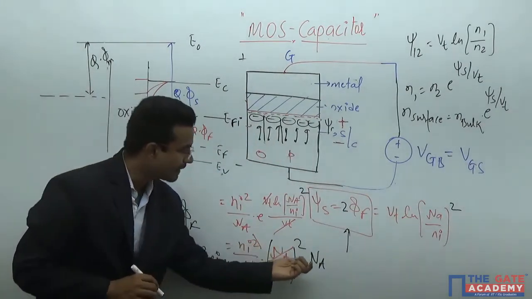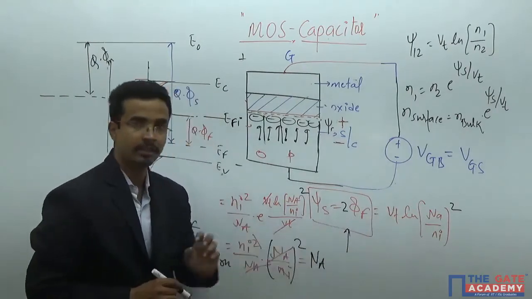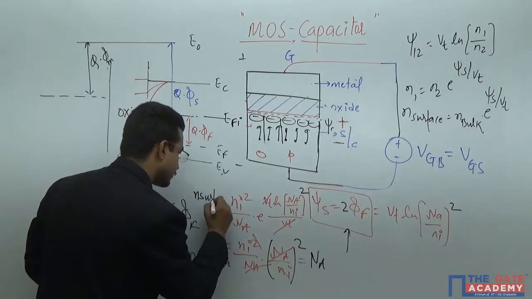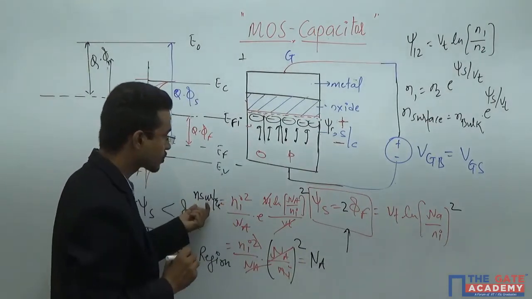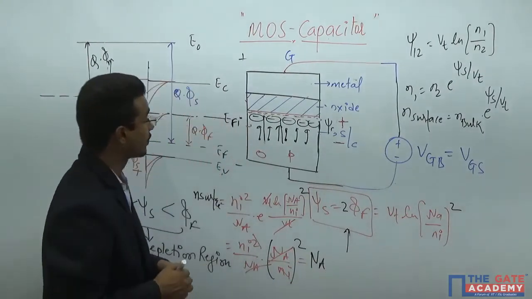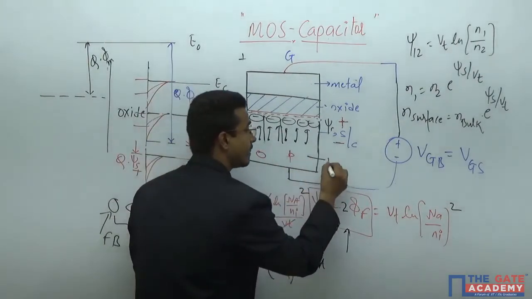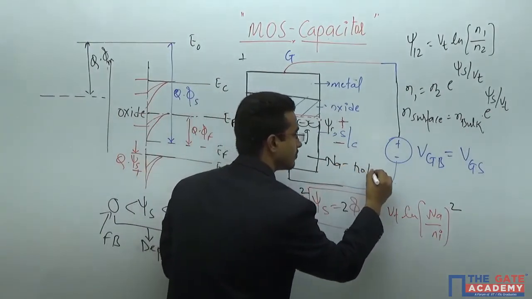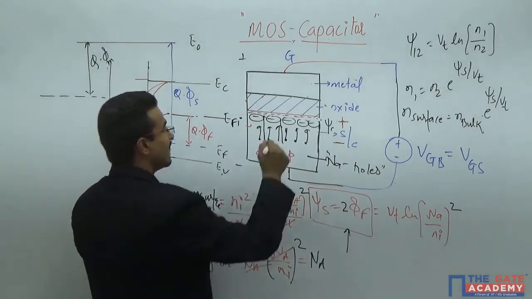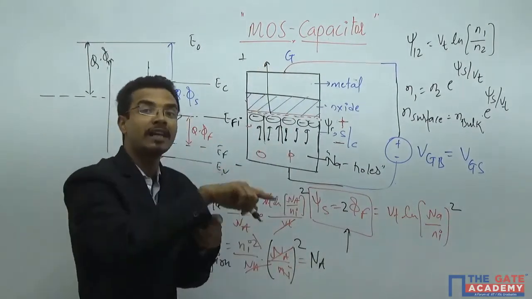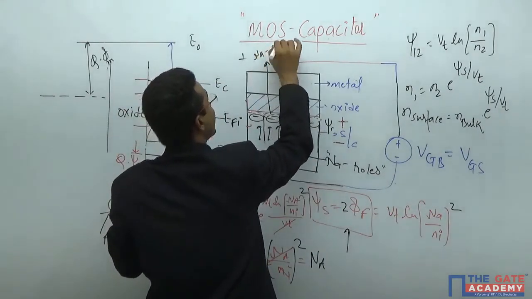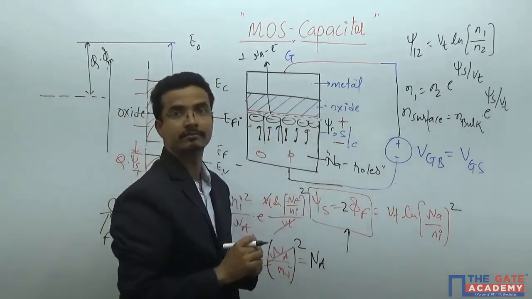But what is happening here if you keep on increasing this? It is n surface. N surface goes to ni previously, but now the number is becoming Na. What is the doping concentration here? Na holes. But what is happening at this particular voltage? Psi s goes to 2 phi f. Here, the electron concentration is equal to the doping concentration. That means Na, the number of electrons you are having at the interface.